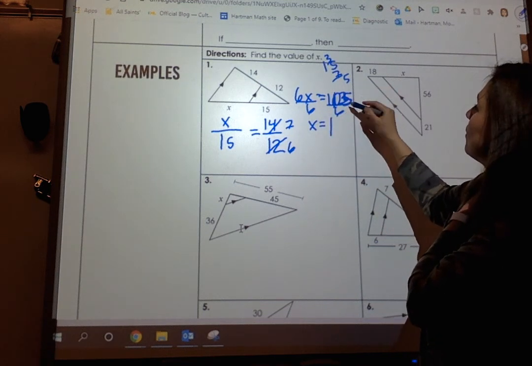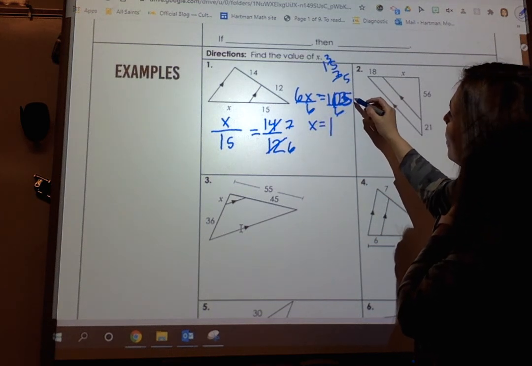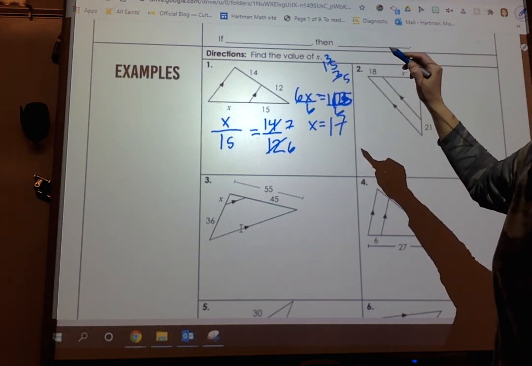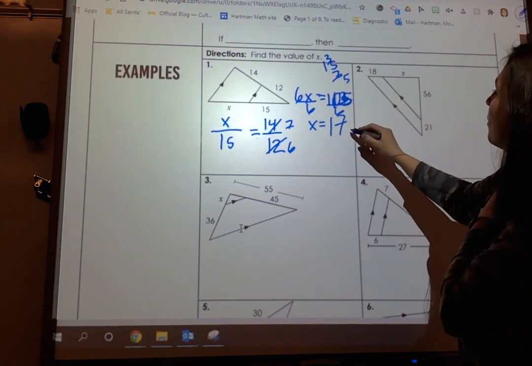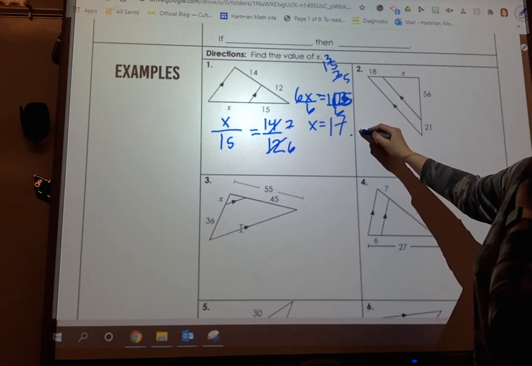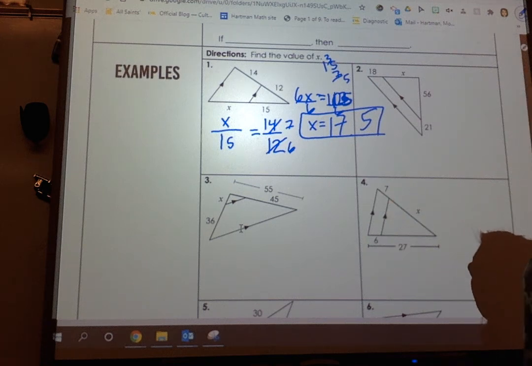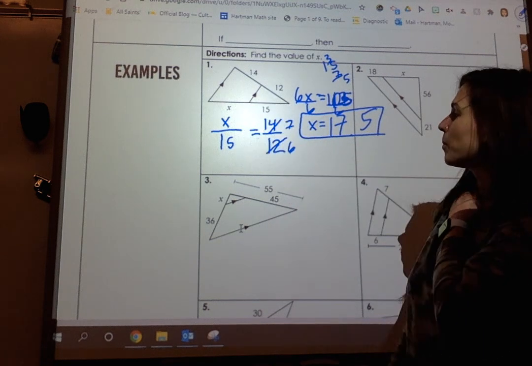So 6 goes into 10 one time with 4 left over, 6 goes into 45 7 times, and then my remainder is going to be 17.5. Okay, so that took forever and was certainly ugly, but that's how I set my proportion up.